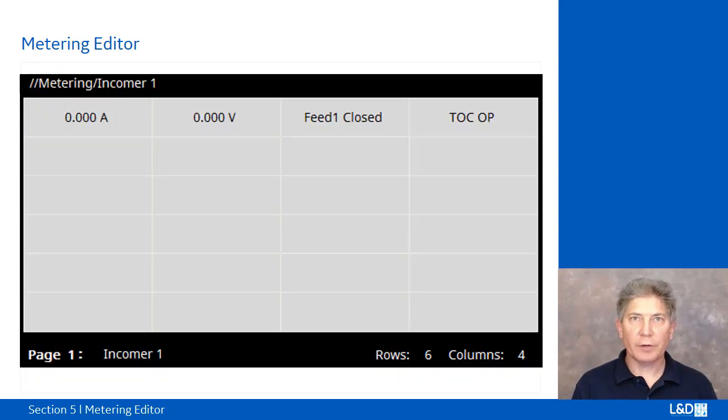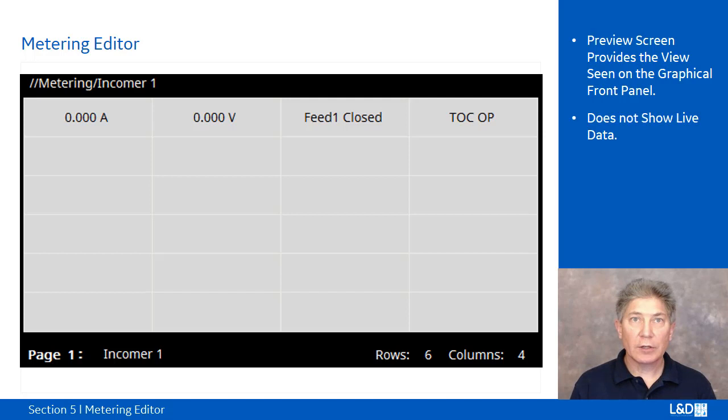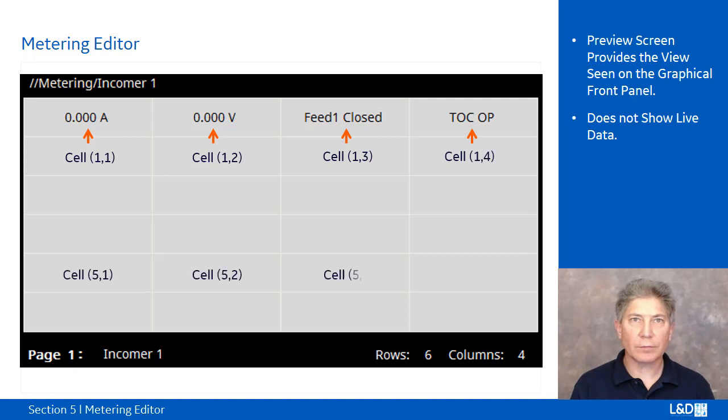In the preview screen, we can see the configuration that we can expect to see on the graphic display after the settings have been loaded into the UR. Just keep in mind that this is only a layout and does not display live data. So in this screen, we can also see the matrix arrangement. Here, cell 1,1 shows the current, cell 1,2 shows voltage, and so on. Now, Incomer 1 will be the name of the tab on the metering screen and also the reference at the top left.